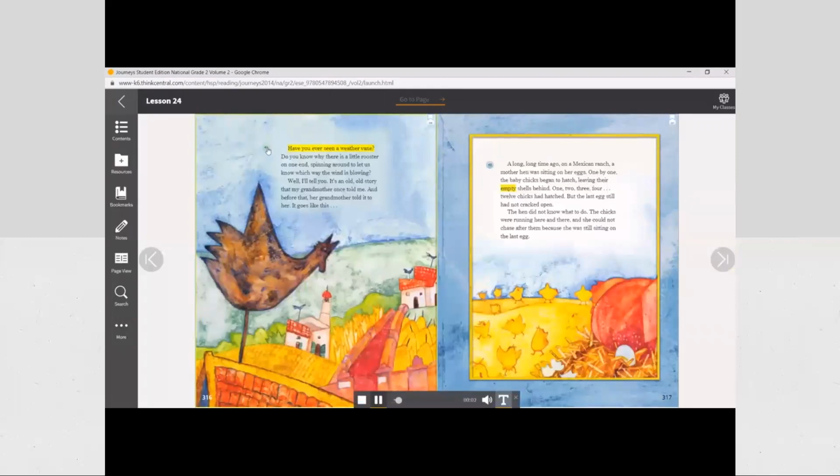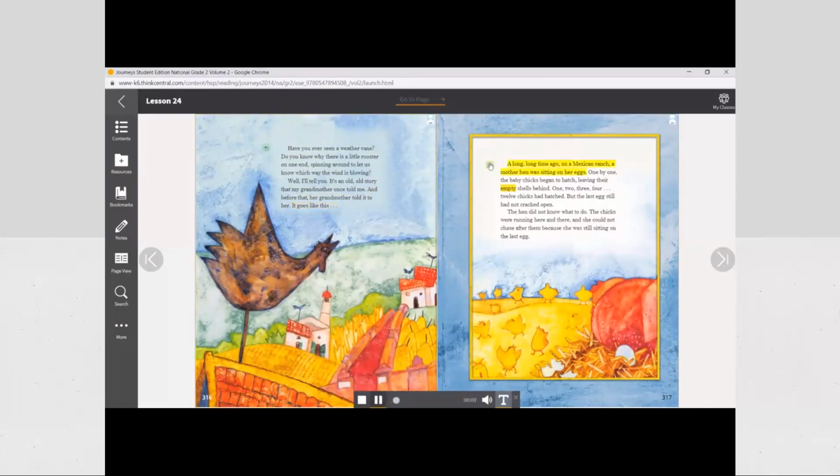Ever seen a weather vane? Do you know why there is a little rooster on one end spinning around to let us know which way the wind is blowing? Well, I'll tell you. It's an old, old story that my grandmother once told me. And before that, her grandmother told it to her. It goes like this.